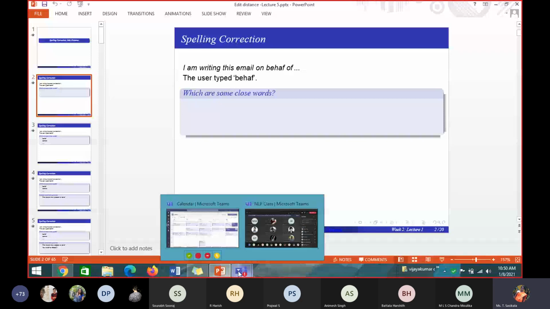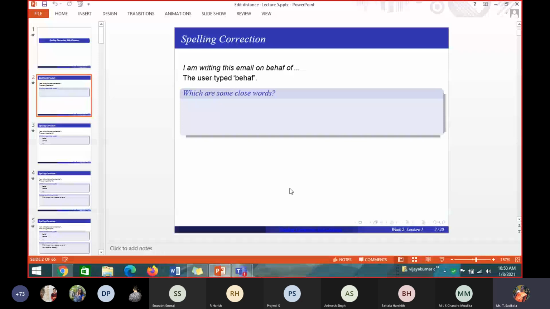What is spelling correction? I am writing this email on behalf of. I am writing a sentence like this, and I have given a wrong spelling for behalf. The user has typed BEHAF, but the correct word is BEHALF. So you have to find some words which are close and relevant to that. The words can be behalf, or behave, or something else. Instead of be, I have typed as if. That option can also be possible.